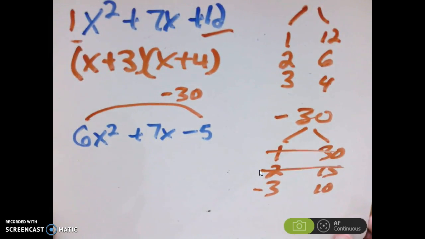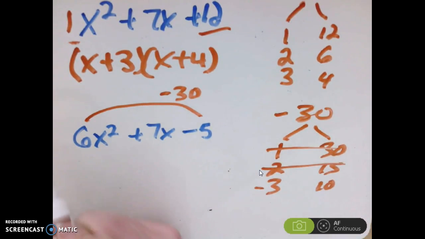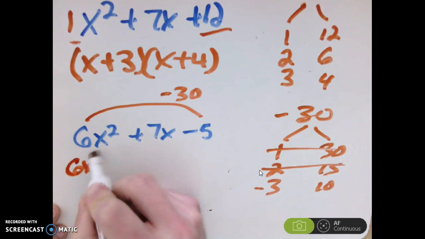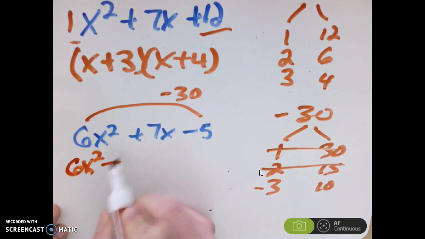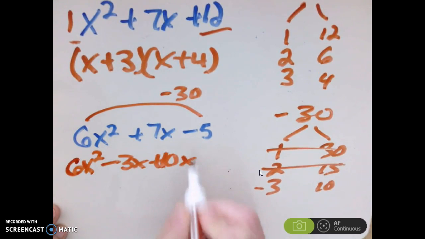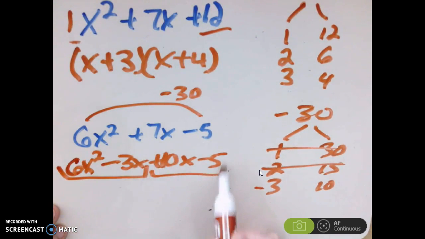So I'm going to take these and add them together, rewriting this expression: 6x squared minus 3x plus 10x minus 5. If you look, this is the same thing as the original expression, except I broke the middle term into two different pieces. Now I'm going to look at this part and then at this part.